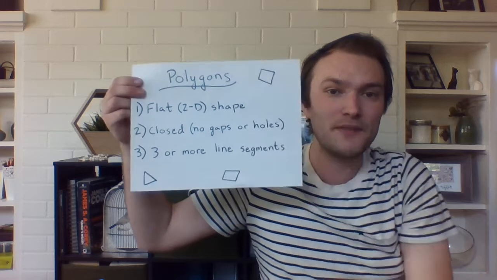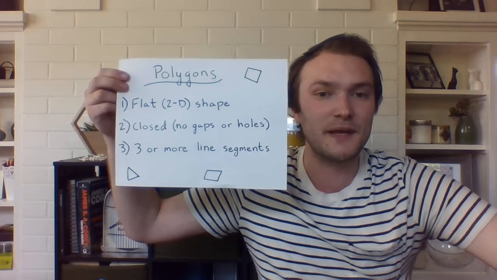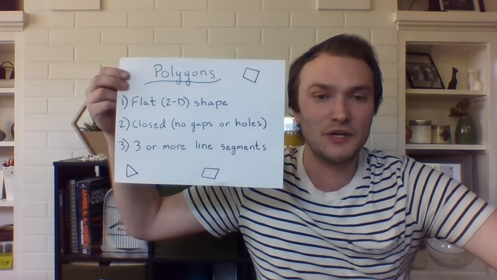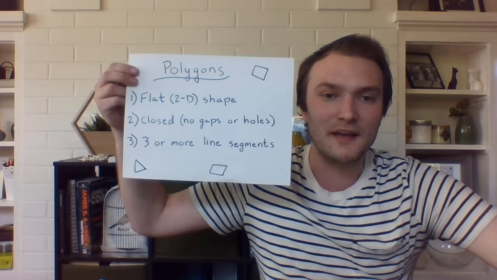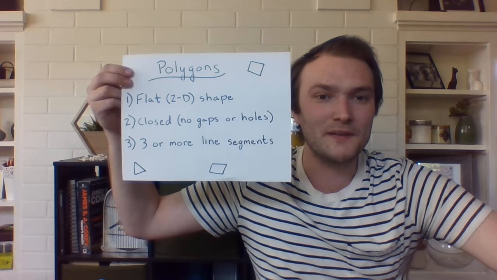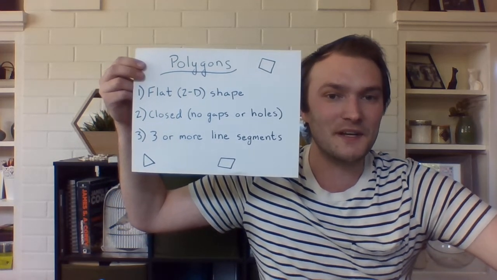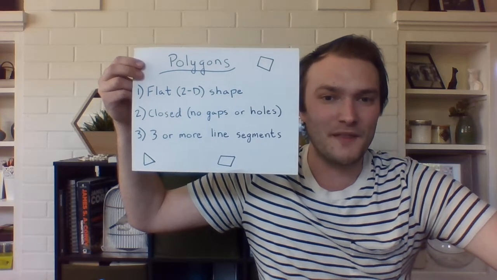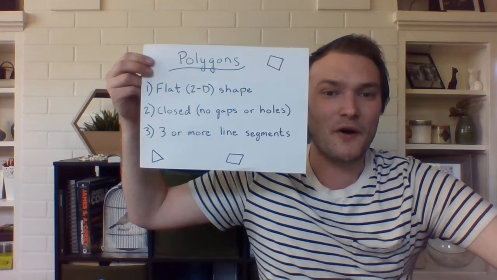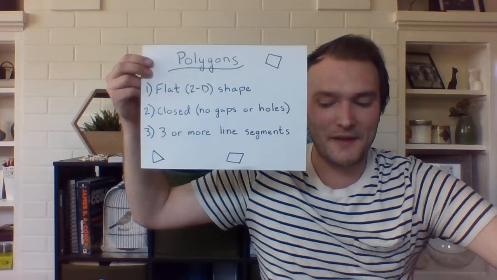A polygon has 3 things that make it a polygon. The first thing is that a polygon has to be a flat or 2-dimensional shape. Things like cubes are not polygons because they are in 3 dimensions, not 2. The second thing that we need to remember about polygons is that they are closed, that there aren't any gaps or holes in them. And then the third thing we need to remember about polygons is that there are 3 or more line segments that make up a polygon.